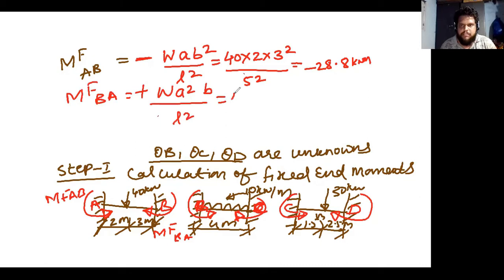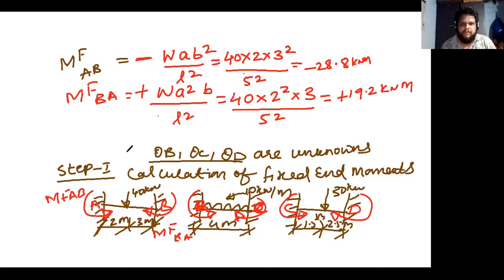So A square B means 40 times of A square, which is 2 square times, and B is how much? B is 3 meters, whole divided by 5 square. How much is this value? So this value is plus 19.2. Okay, plus 19.2 kilonewton meter, right? Next, so this is about span 1.